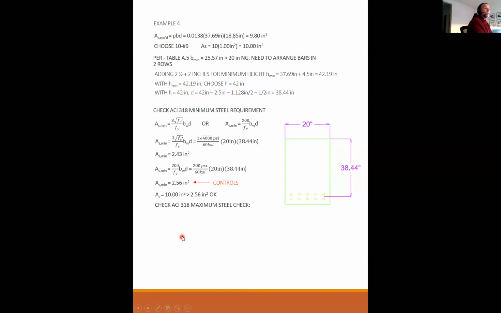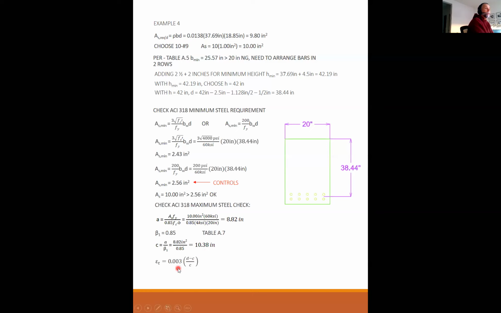I check my maximum steel. I find a, I plug in my actual area of steel, the yield, and I get 8.82 inches. For 4,000 psi concrete, beta 1 is 0.85. So c is 8.82 over 0.85, which is 10.38 inches.